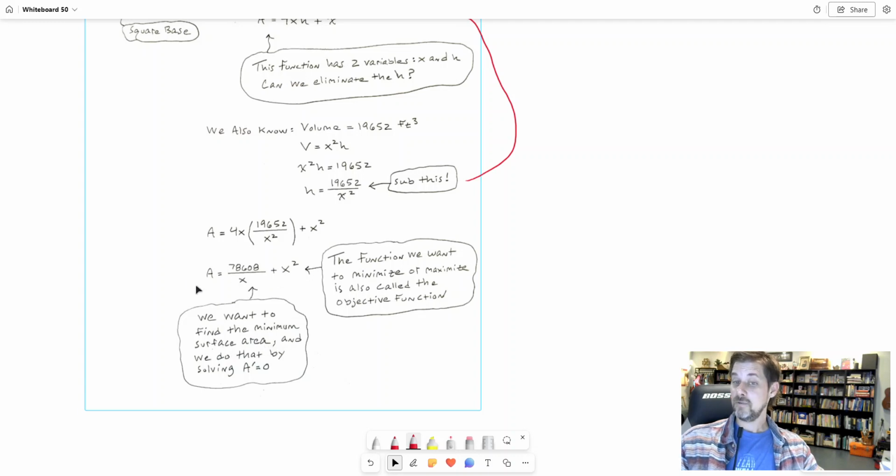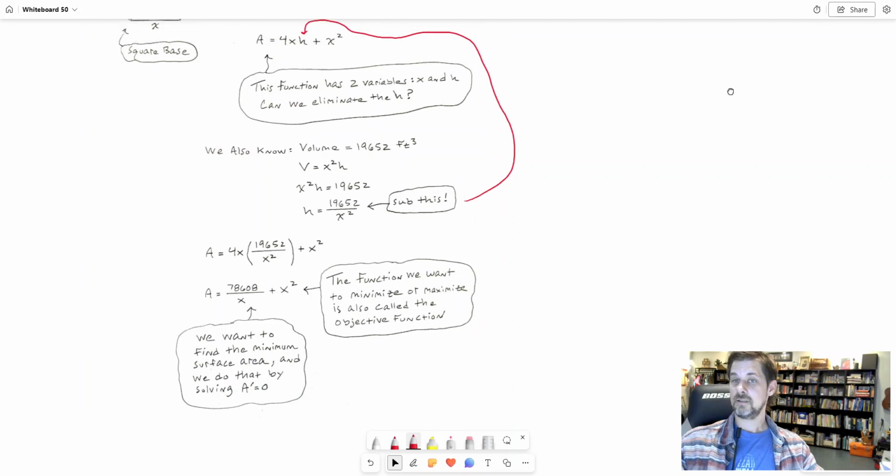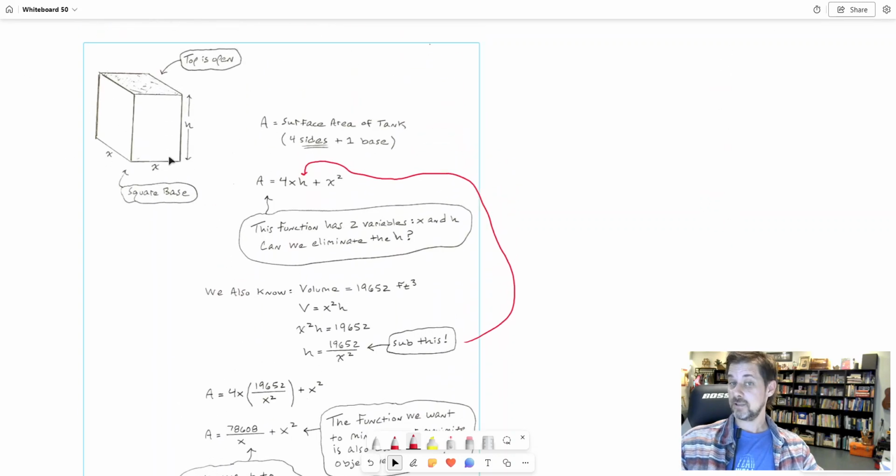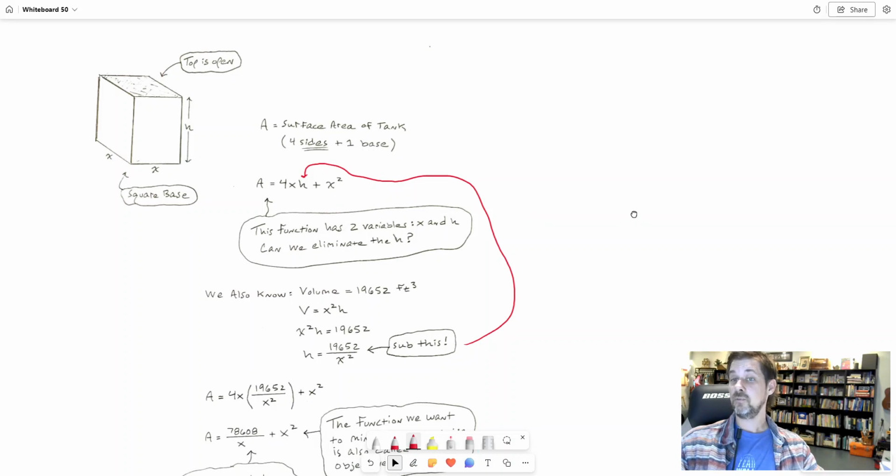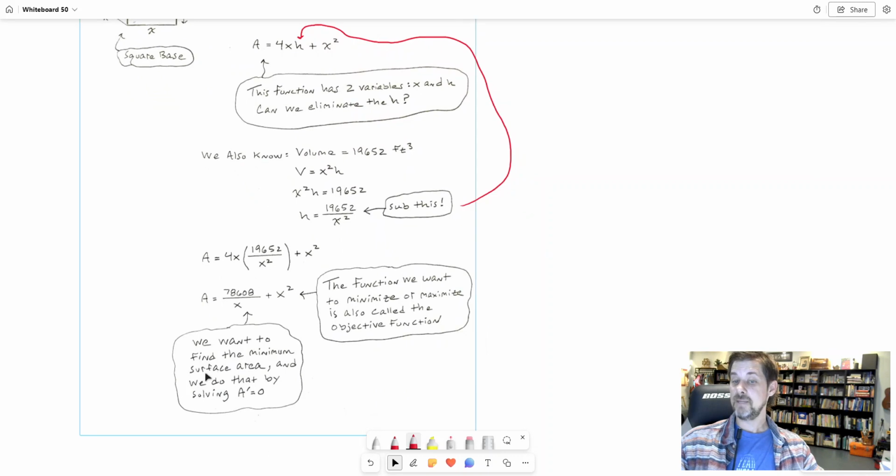And how do we do that? If this tells me the surface area of the box, and I want to know the minimum surface area that's possible, because there are lots of ways you can construct this box. You can make it taller, you can make it shorter but wider. There's lots of ways it can be done. There's only one way that has a minimum surface area for all the material used to make it. All right, I can do that by finding the derivative of this and setting it equal to 0.